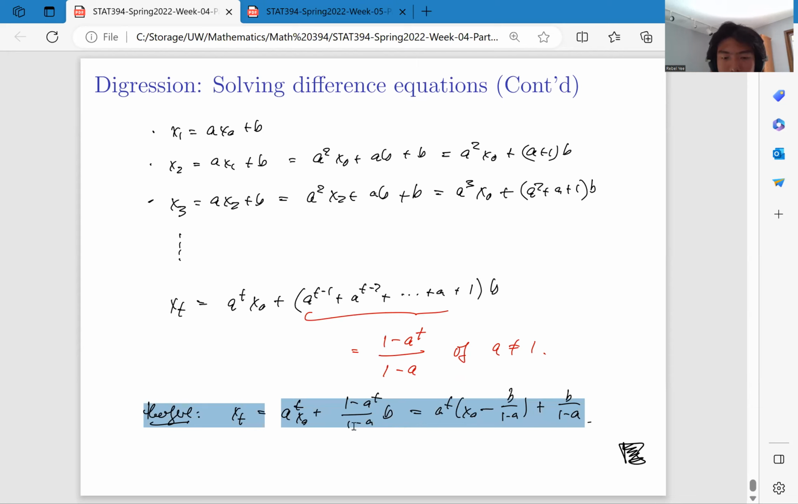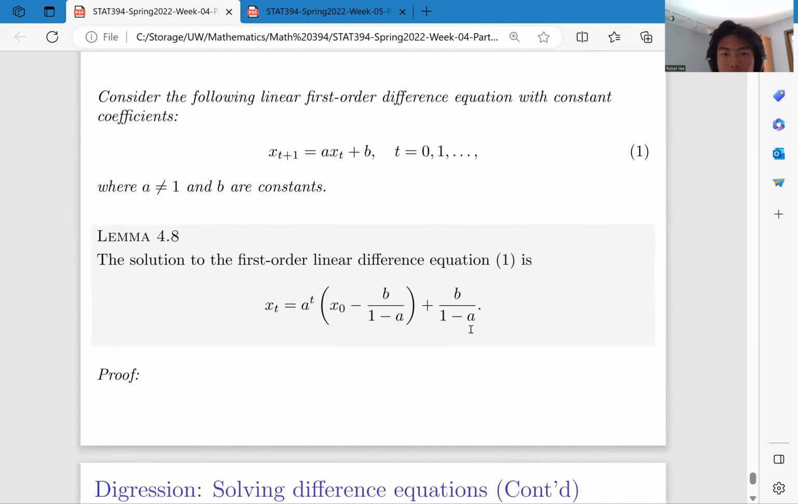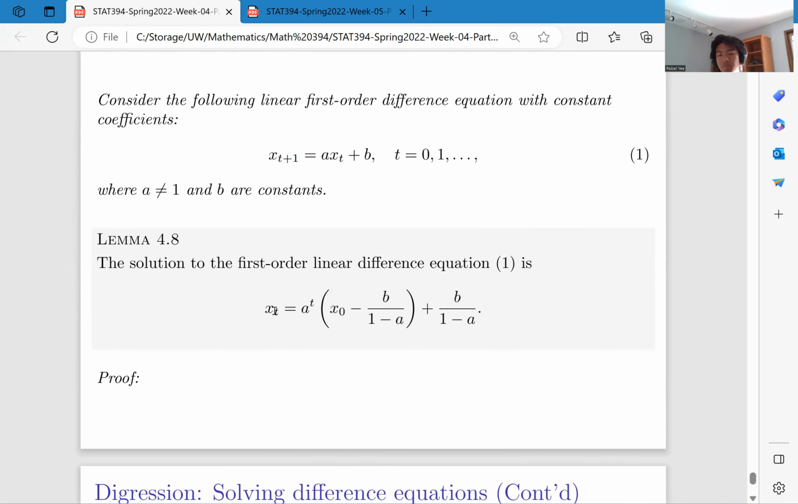And the last step is we extract a to the power t from both of the terms. You can get from this step to this step just by moving a to the power t out and get this formula, and we are done.